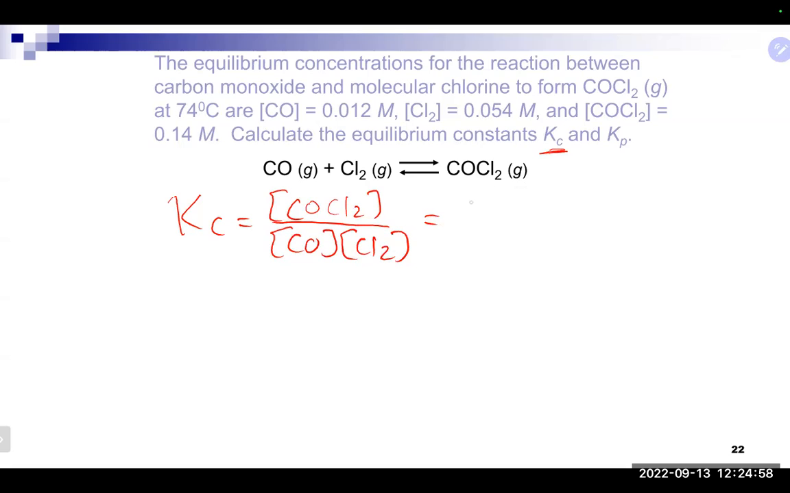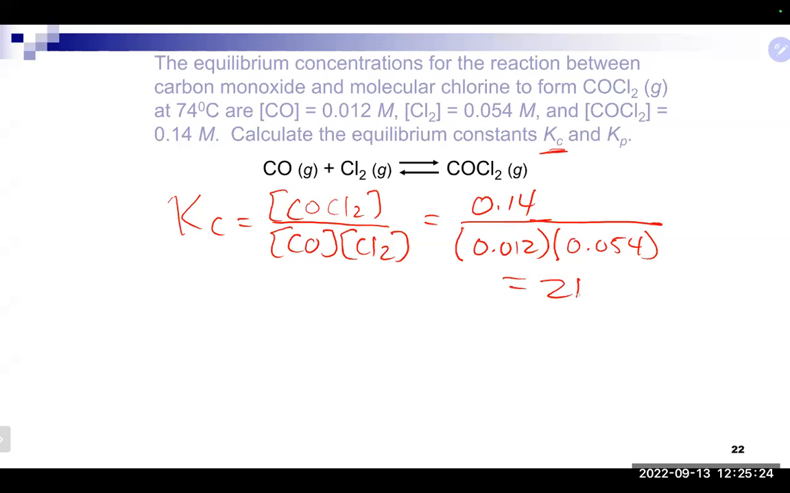Popping in our numbers there, we get 0.14 divided by 0.012 and 0.054. So if we pop that into the old trusty calculator there, we yield a 216. We're still chemists, we'll maybe do a 220 on some sig fig action and stuff like that. Any questions on that one there?